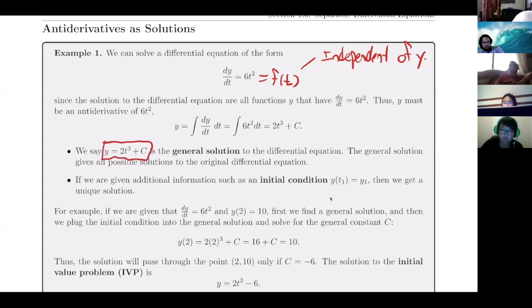Okay, and this we call a general solution. General solutions are families of functions that describe what all possible solutions have to look like. So there are an infinite number of solutions to a differential equation.